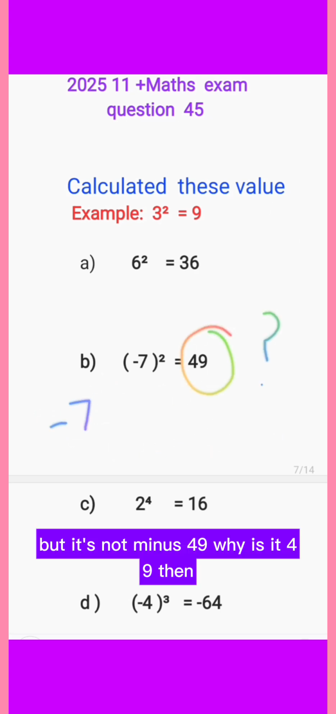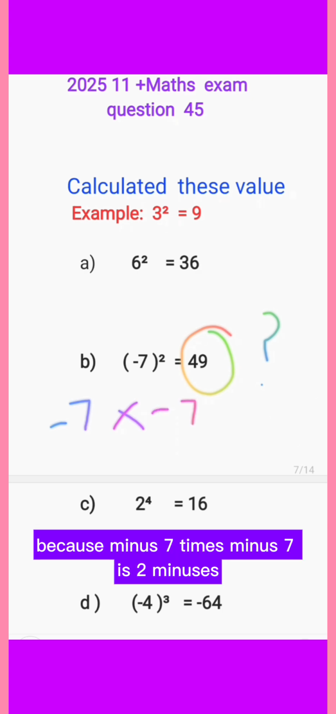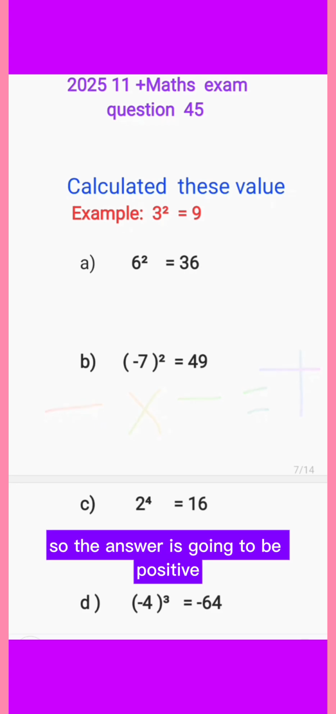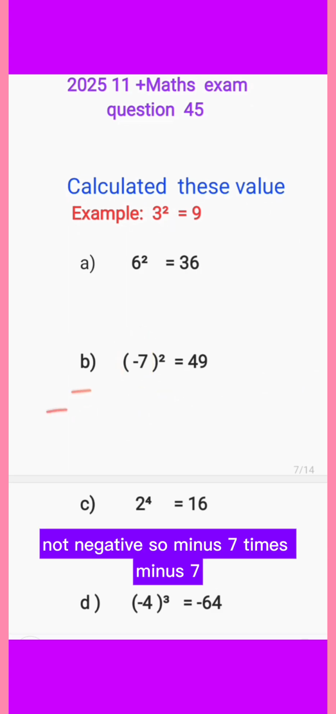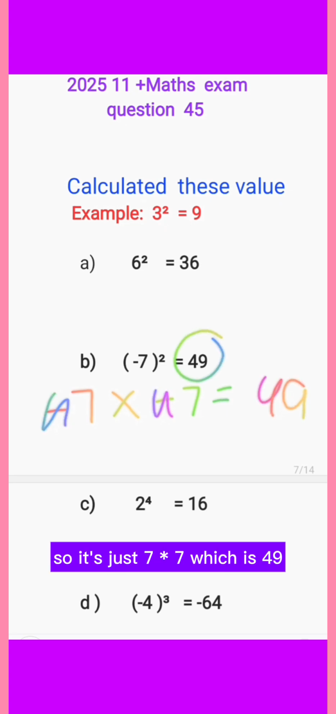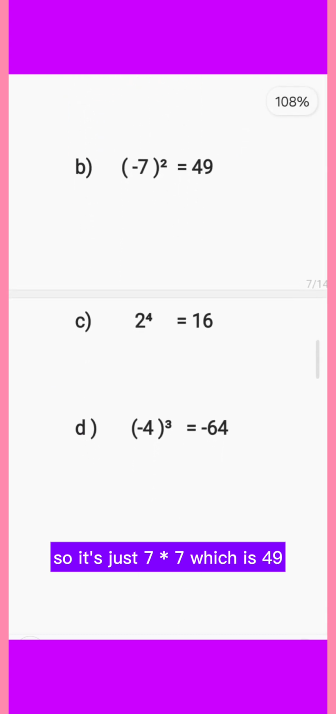Why is it 49 then? Because minus 7 times minus 7 is 2 minuses. So a minus times a minus equals a plus. So the answer is going to be positive, not negative. So minus 7 times minus 7. The minuses cancel out on each other, so it's just 7 times 7, which is 49.